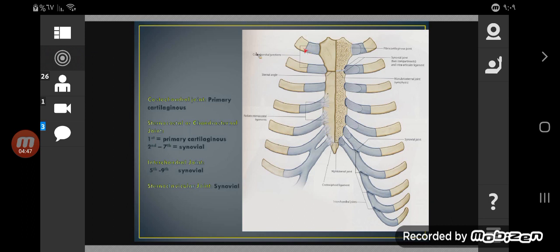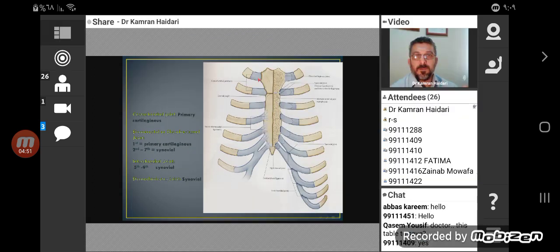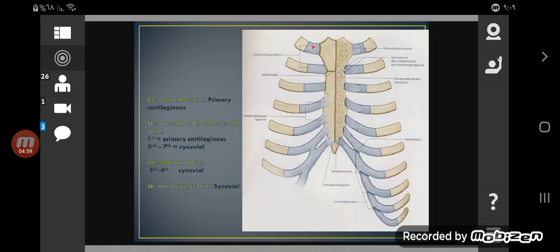The costochondral junction, we say costochondral junction or joint. This is a primary cartilaginous joint, hyaline cartilage and the bone.